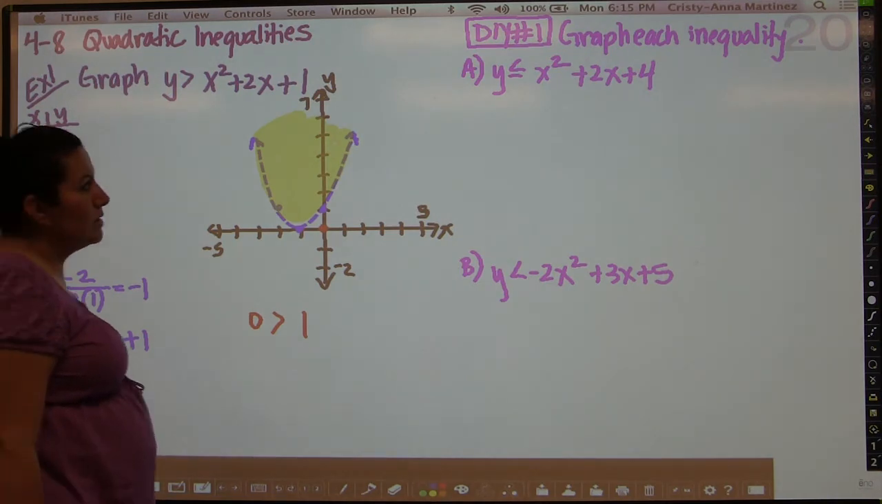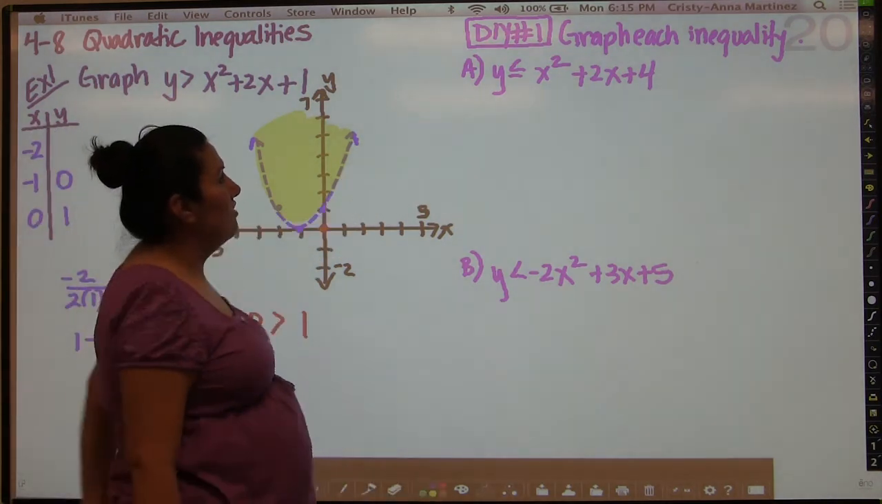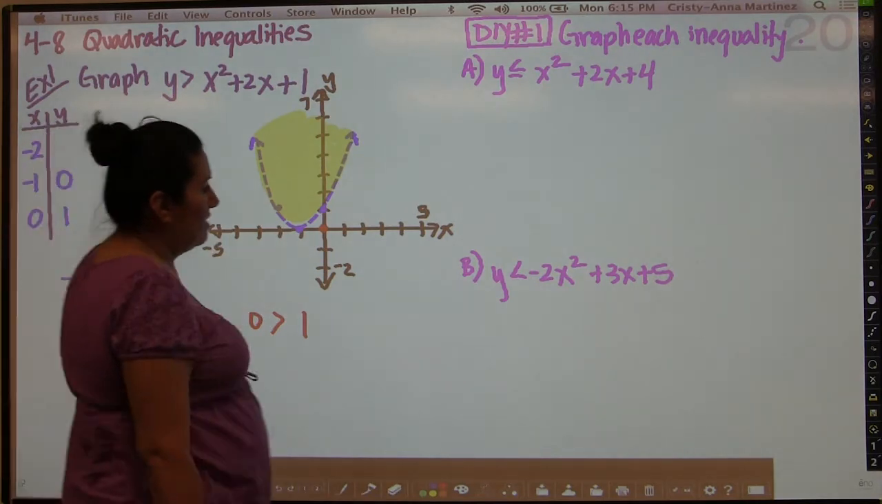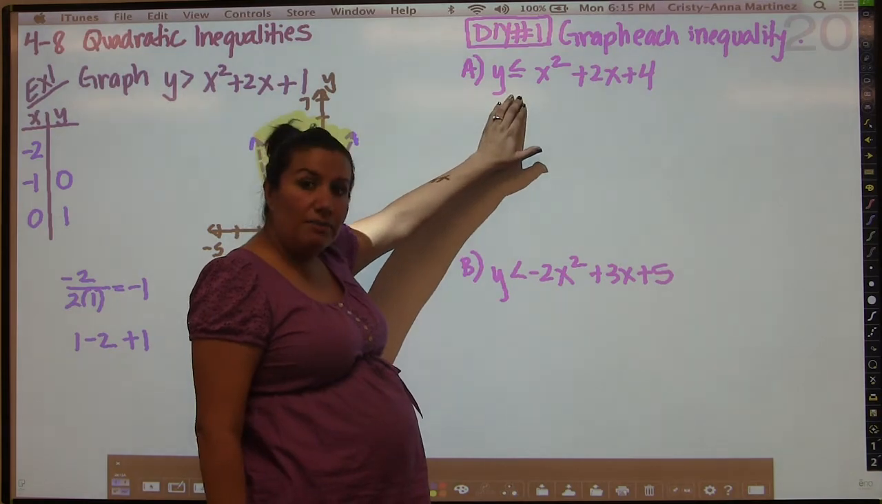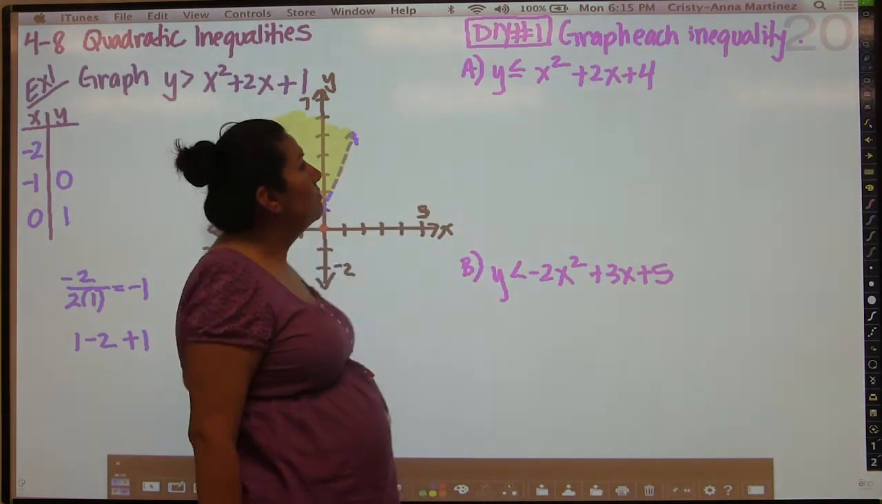Pretty basic, okay? So now you want to try do-it-yourself number 1, A and B. Keep in mind that this guy is going to have a dashed boundary line, and this guy is going to have a solid boundary line because it has an equal to.